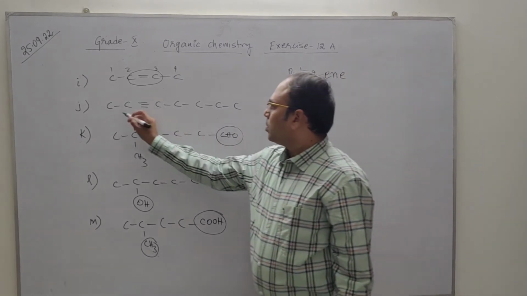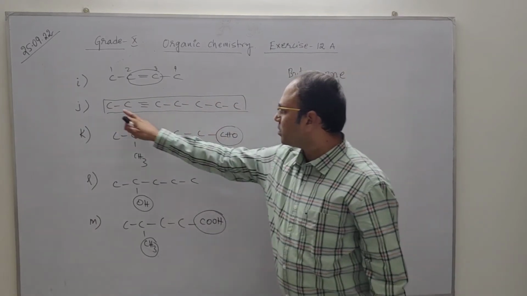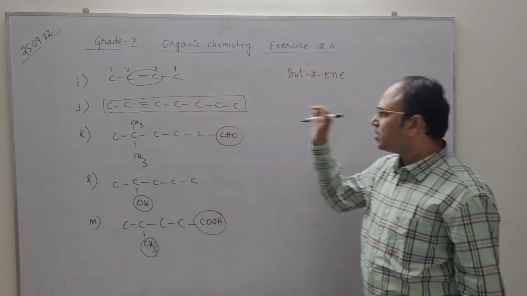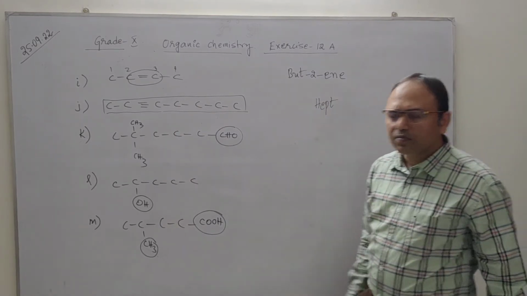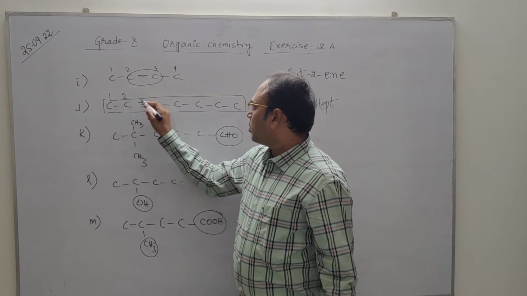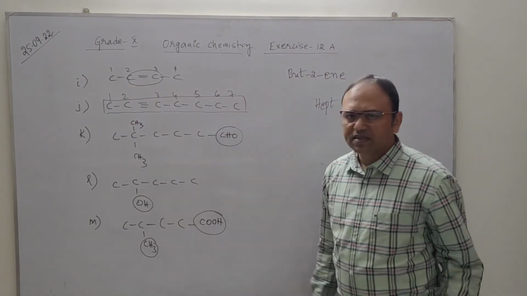Fine. Next. So this will be your longest chain. How many carbons? 1, 2, 3, 4, 5, 6, 7. Therefore the root word is hept. Next, give numbering. This will be the correct numbering. So let us check how it is.